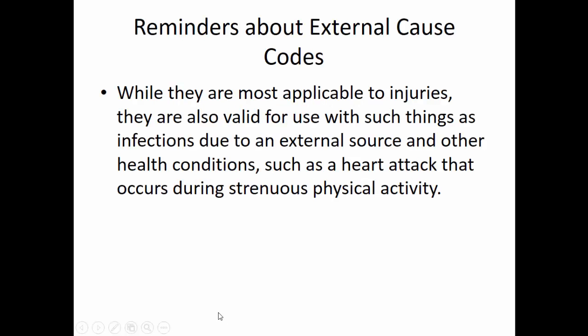This podcast will cover the external causes of morbidity, category V00 through Y99, and this corresponds to Chapter 20 in the code book. While external cause codes are most applicable to injuries, they are also valid for use with such things as infections due to an external source and health conditions, such as a heart attack that occurs during strenuous physical activity.